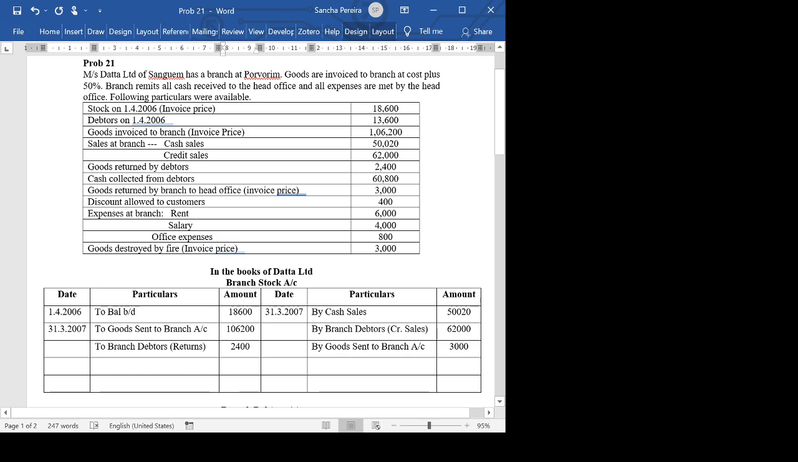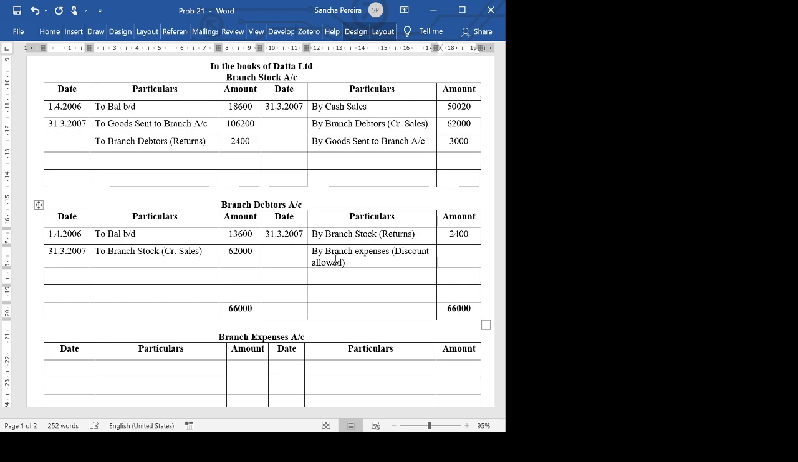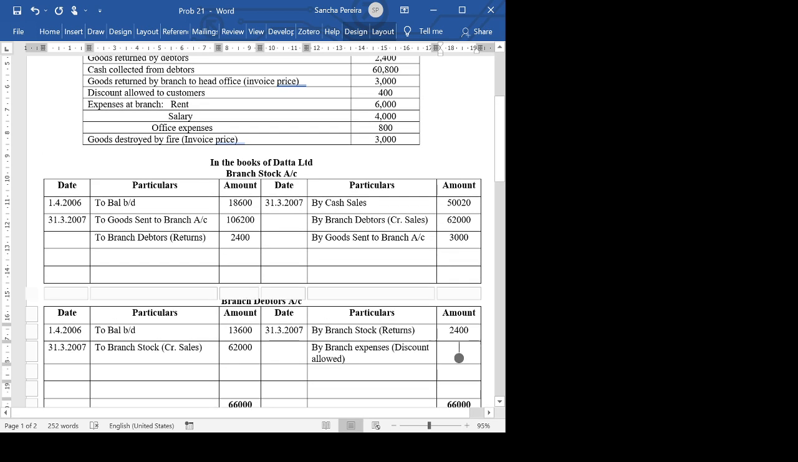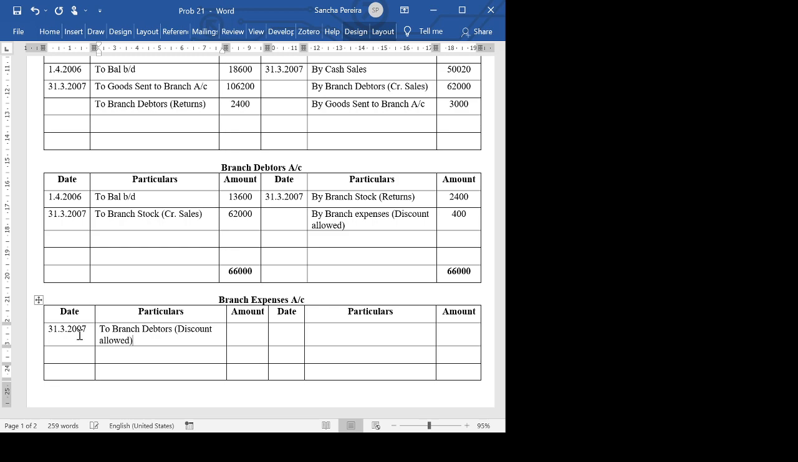Then we have discount allowed to customers, 400. So this will come in the branch expenses account also. So by branch expenses, discount allowed, which is 400. We have here to branch debtors, discount allowed, 400.